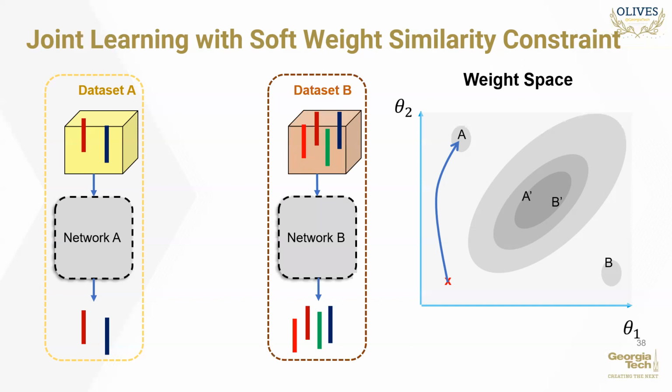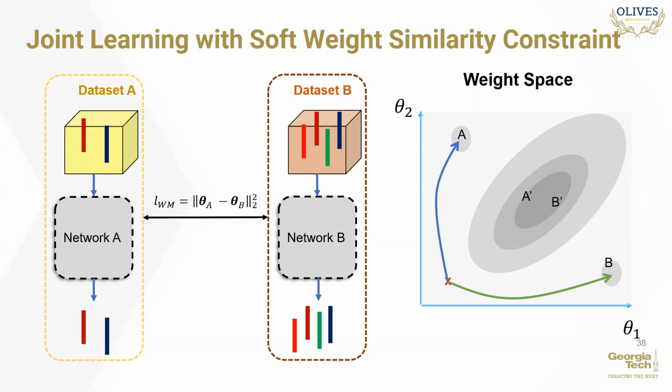And then you have a second data set that I call data set B. You have a second network architecture that I call network B. And then network B is trained on data set B to likewise output predictions on the labeled data points. And on the weight space, it would look like something like this, where starting at an initial point, the network is able to converge to some other point B.